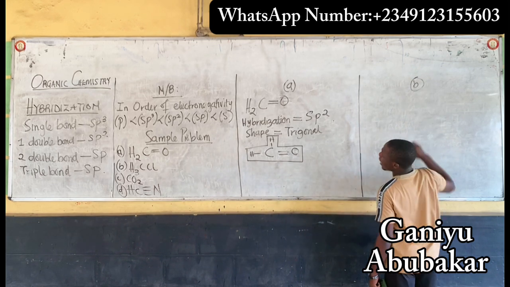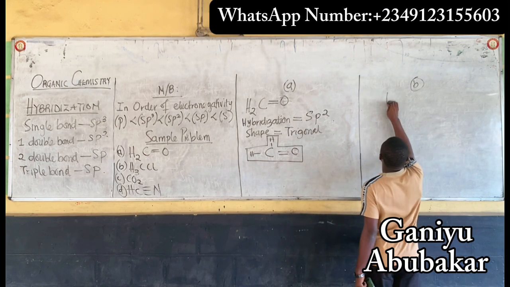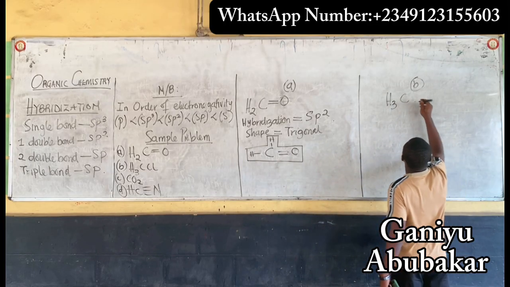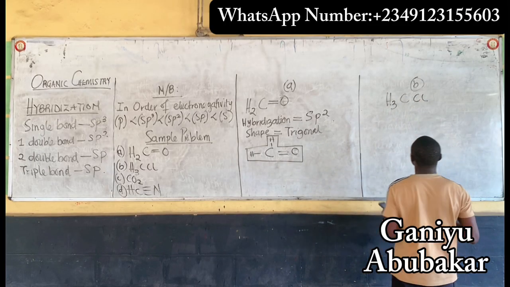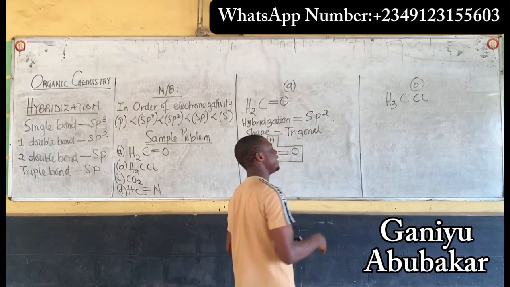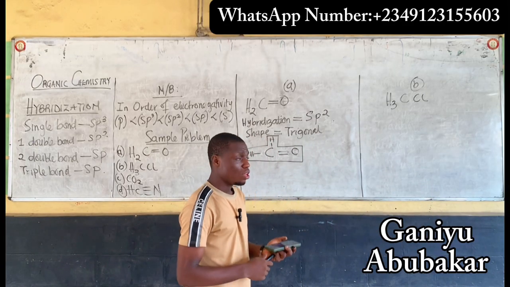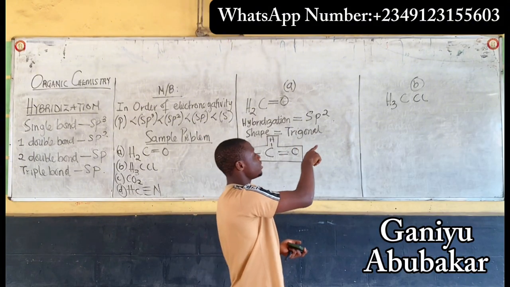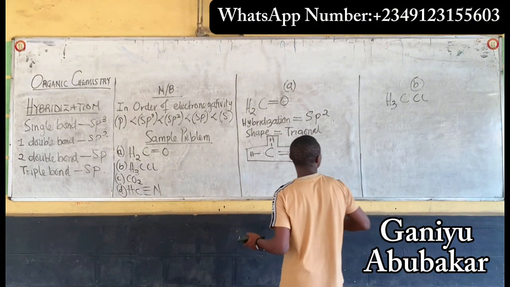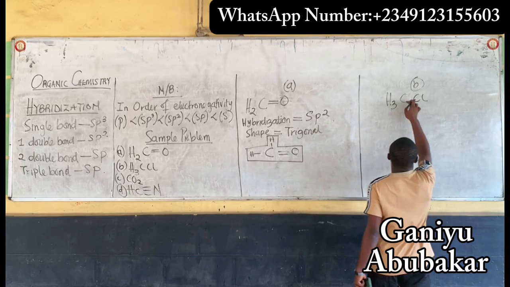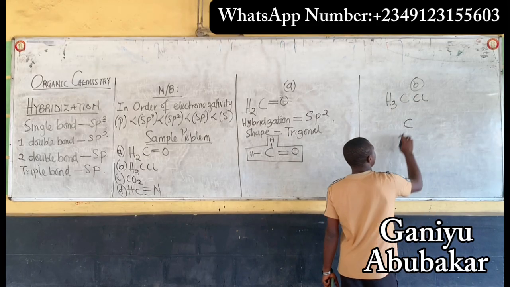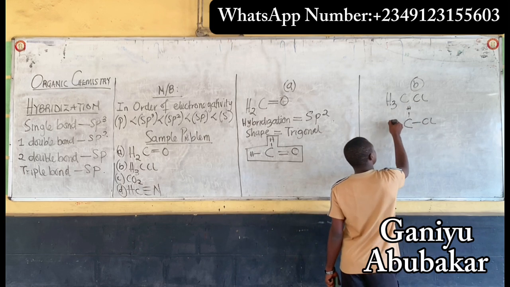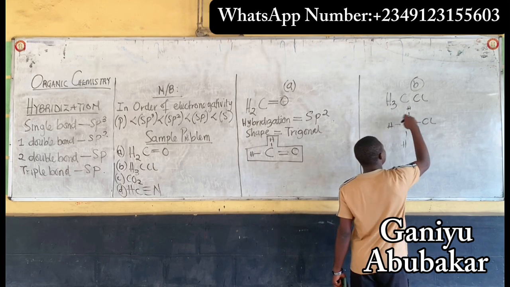For B, I have H3CCl. So first, let's state the hybridization here. Of course, I can see that there's nothing here, so this being nothing here signifies an alkane. So if I draw this structure now, I have C this way. Chlorine is here, that's Cl. H3, 1, 2, 3. This is a single bond.